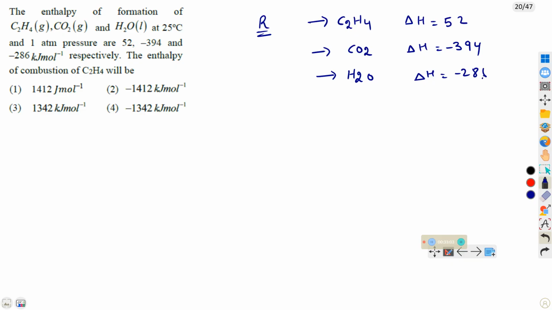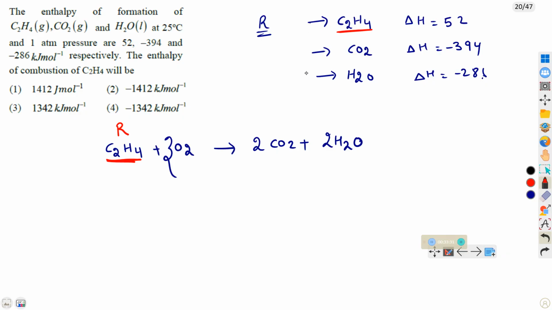Then the enthalpy of combustion of C2H4. Now C2H4 undergoes combustion. C2H4 plus O2 gives rise to 2 moles of CO2 plus 2 moles of H2O. Total 6 oxygens, take 3 moles of O2. So in the final equation, C2H4 is the reactant, but in the initial equation, C2H4 is the product. So reverse this reaction and change the sign. Delta H is equal to minus 52.